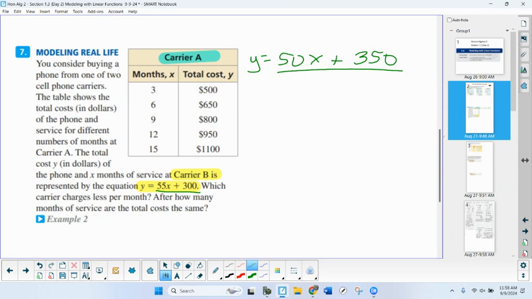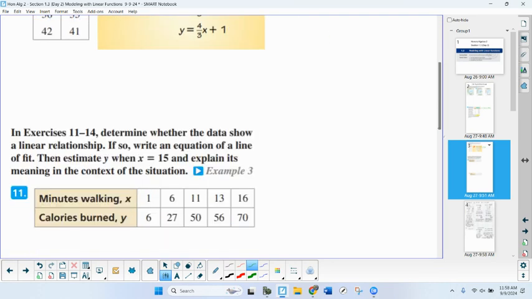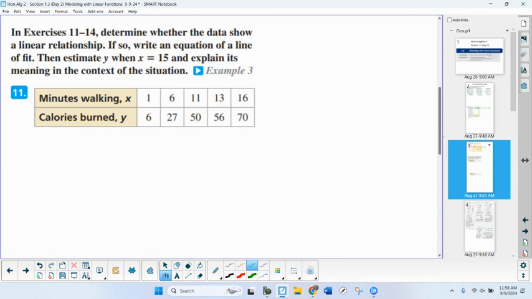Good. Questions on 7. This one, what did they do wrong? They flipped this up. They did x2 minus x1 over y2 minus y1. It should be what? Flipped. Should be flipped. Okay, that was 9. You guys did not love these 2.